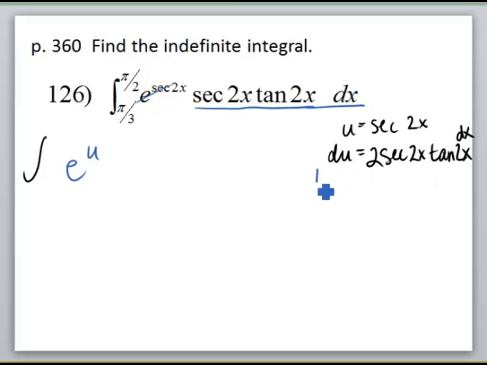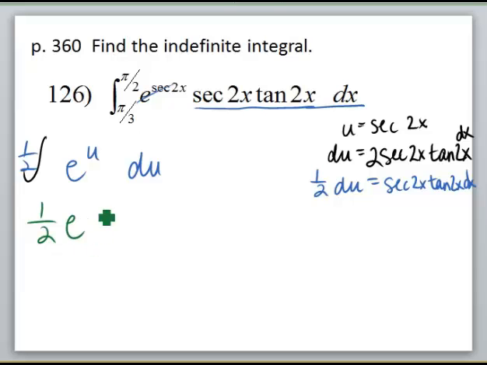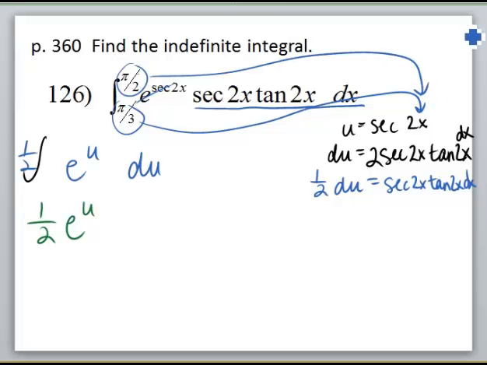If I move the 1/2 over, so I'll move the 2 over to make it 1/2, I have secant 2x tangent 2x dx. That part is equal to 1/2 du. The integral of e to the u is e to the u plus c. Oops, I forgot it was a definite integral. Back here, I need to make substitutions. I need to plug those values in for my secant. I will be finishing this up in the next video because I won't be able to get through it at this point with the time I have left.